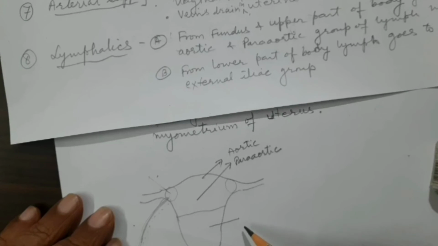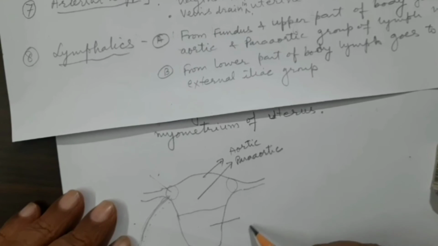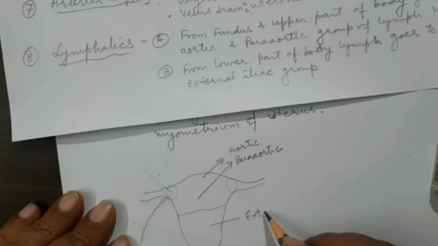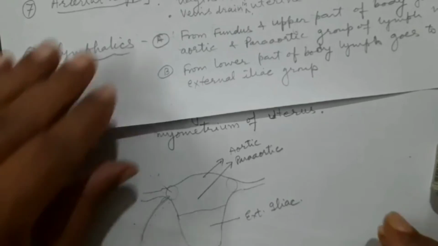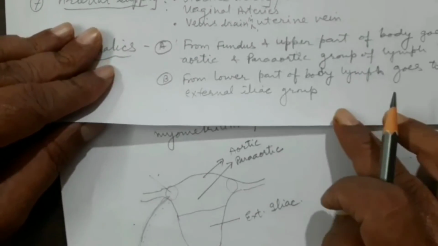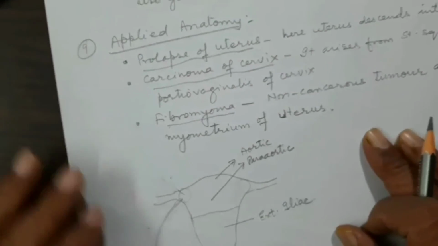Now from the lower part of the body of the uterus, lymph goes to the external iliac group of lymph nodes. So it will go to the external iliac group.